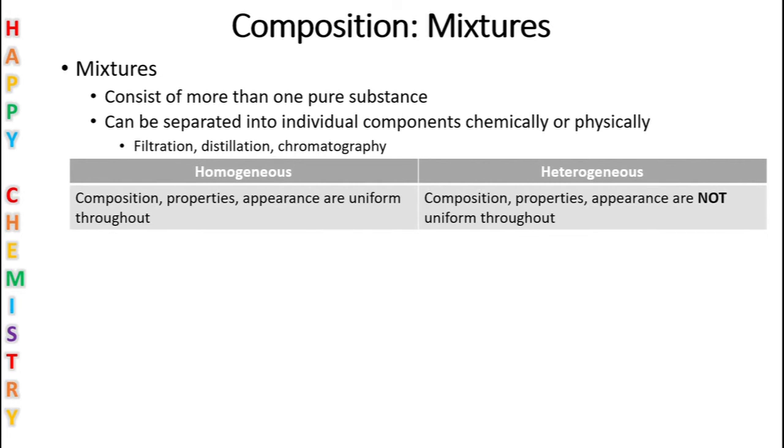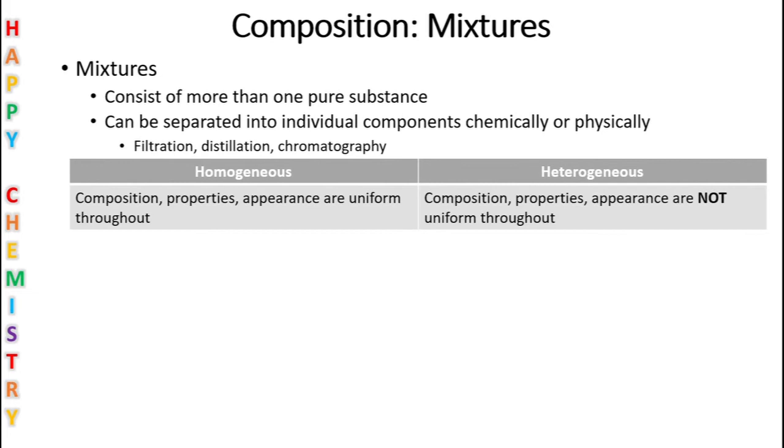There are homogeneous mixtures and heterogeneous mixtures. What is the difference between these two types? In a homogeneous mixture, composition, properties, and appearance are uniform throughout the mixture. In a heterogeneous mixture, composition, properties, and appearance vary throughout the mixture.